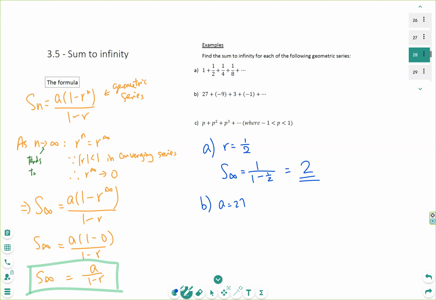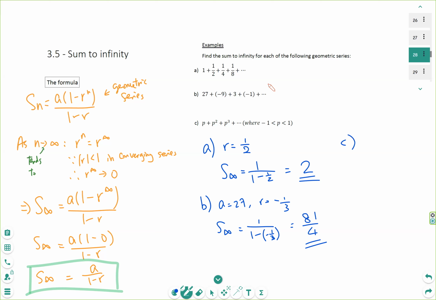Next one, part B. A equals 27, R equals negative a third. As long as the modulus of R is less than 1, that should be fine. Even though it's positive or negative, it doesn't matter. So S infinity equals A over 1 minus R. R is minus a third. Put in a calculator, you'll be surprised, that equals 81 over 4. That means as you add more terms to this sum, you'll get closer and closer to 81 over 4.